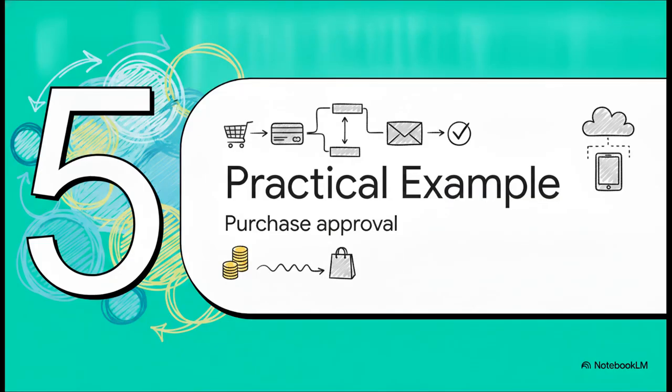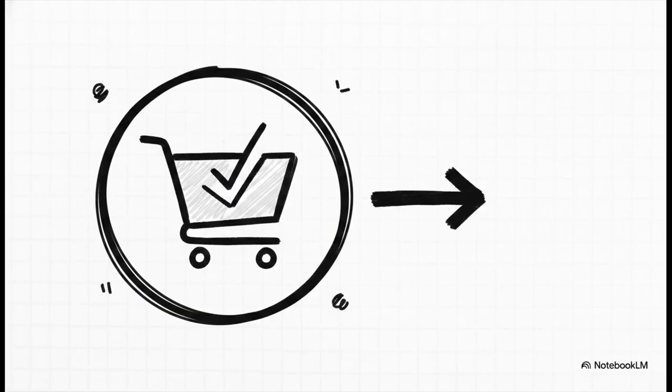Section 5, practical example. Let's see this in action. Every good process tells a story, and every story needs a clear beginning. Here, our start event, that little circle we learned about earlier, is triggered when the customer submits an online order. We have a clear boundary set, the process has officially kicked off.